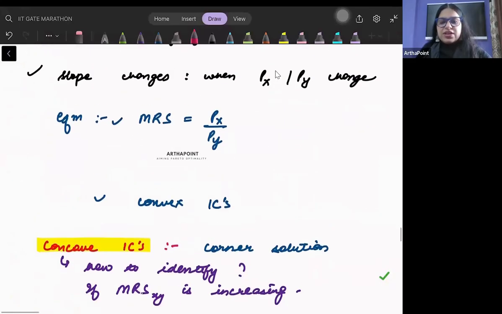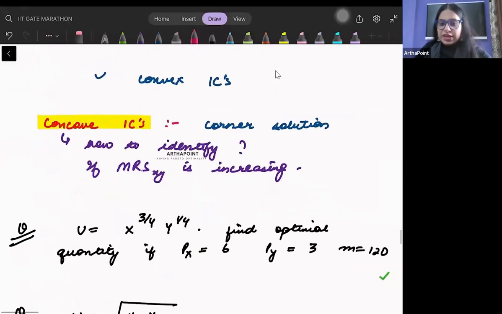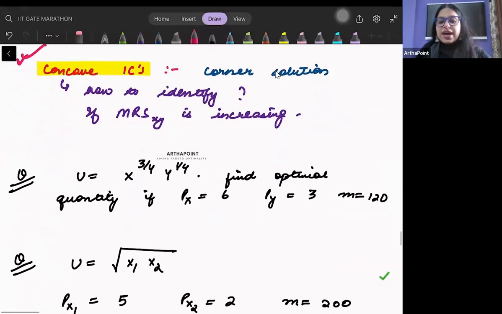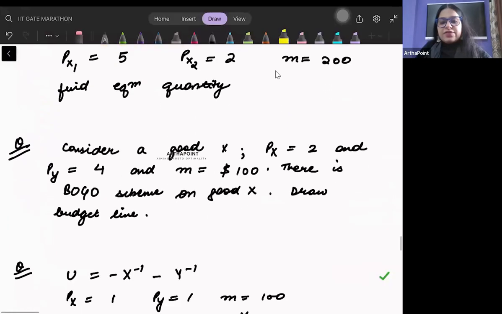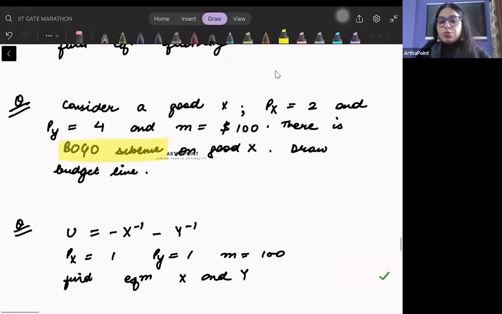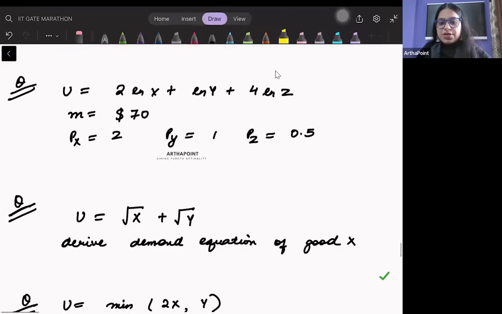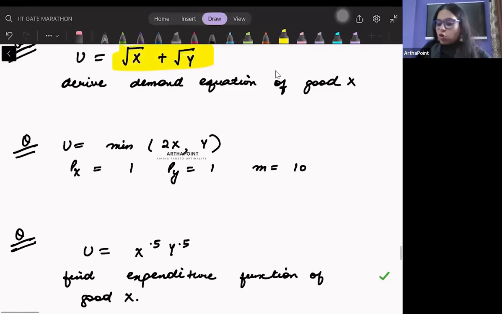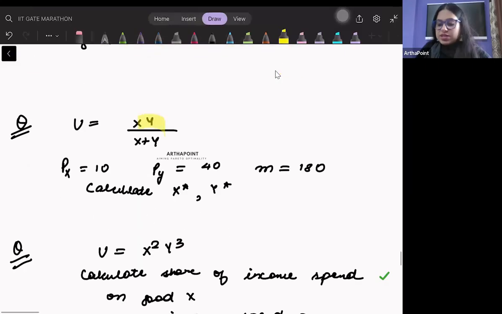Okay, then you have budget line. Budget line mein we know what changes the slope of budget line, and concave ICs I have already asked you to deal with them. Now, post this, I have posted some questions here in which I have taken Cobb-Douglas function, and then I have given you one question on the BOGO scheme, and then one question with a transformed utility function with 3 good utility function, quasi-linear, complementary goods, finding the expenditure function, transformed utility function.